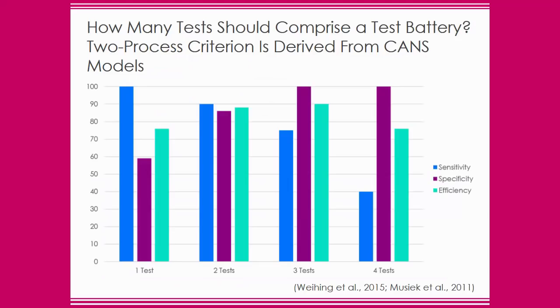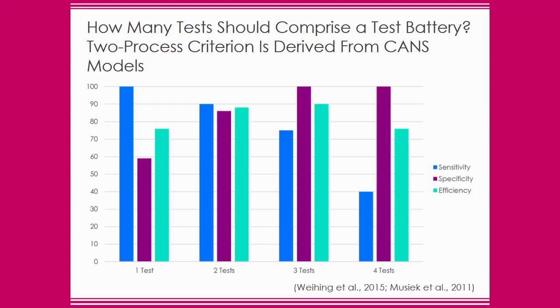Many ask the question, how many tests do I need to administer to diagnose CAPD? We examined that in a couple of publications, and as you can see in this adapted figure, 2 tests probably gives us the best compromise between sensitivity and specificity, at least for the tests we were using in these 2 studies. If you add more tests, you certainly improve your specificity, but you lose your sensitivity, and therefore you compromise overall efficiency.